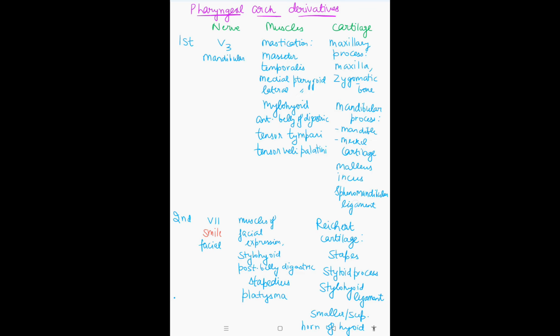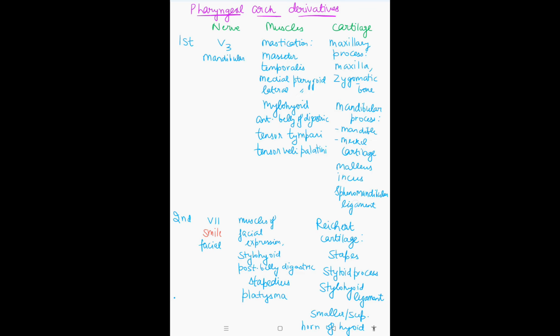And what extra muscle is there? The neck muscle, the platysma. Then from the second arch we have Reichert cartilage. In the first arch we had the maxillary process and mandibular process; here we have Reichert cartilage, and it gives rise to the stapes, the third ossicle which was left.